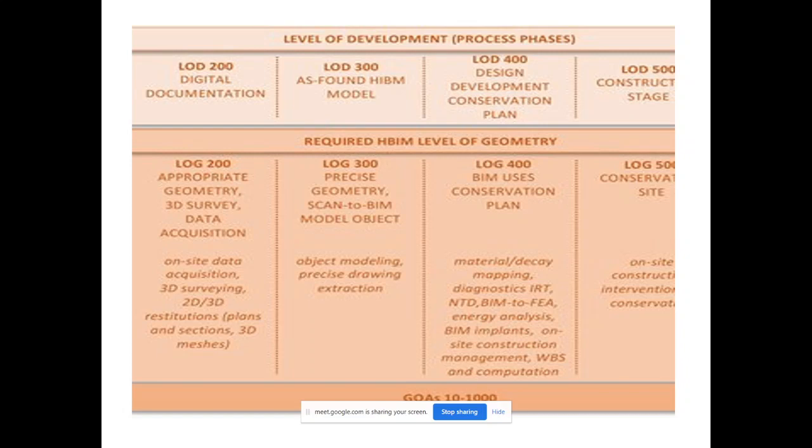It is differentiated by LOD 200 level of development. What is meant by level of development? LOD 200 is approximate geometry, 3D survey data, on-site data, 2D plans, and 3D meshes. That type of thing you create in LOD 200. These are different parts in BIM also. Next one is LOD 300 level of development. LOD 300 is geometry scaled to the BIM model, object modeling, precise drawing, and excavation. That type of work is called LOD 300. Then LOD 400 covers design development and conversational plan.